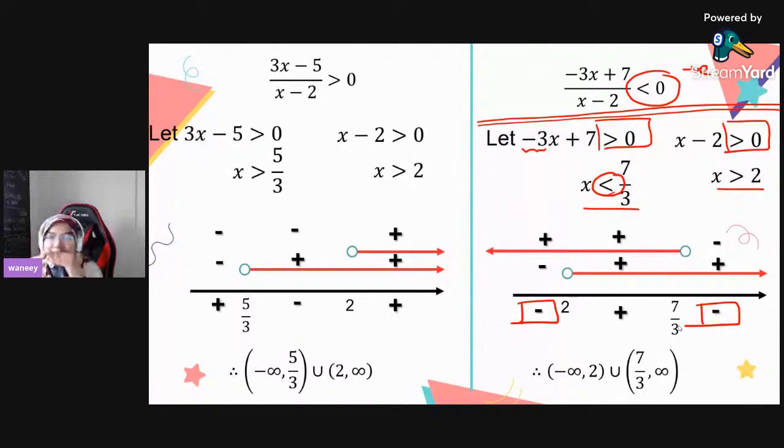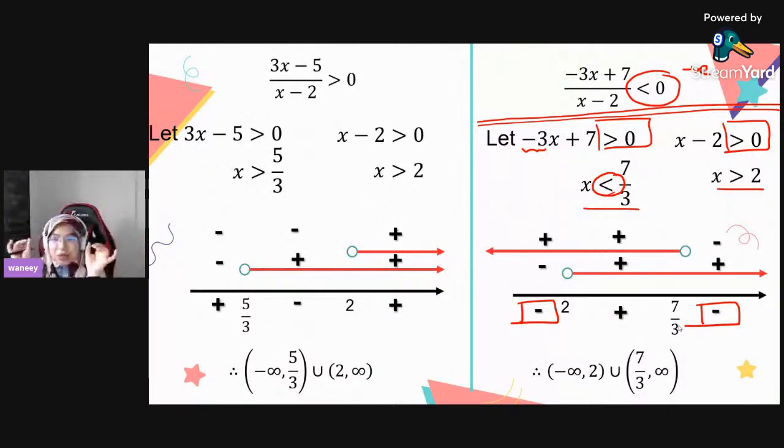So we are going to open the absolute value sign into two inequalities and then solve each of the inequalities until we get the answer for each of them. So solving the left side must have an answer, solving the right side must have an answer.